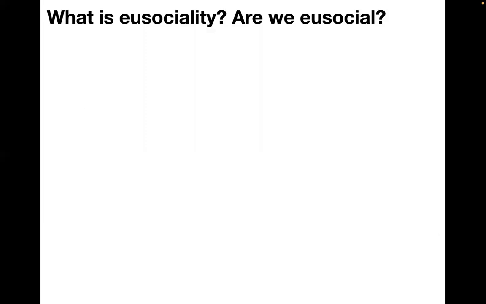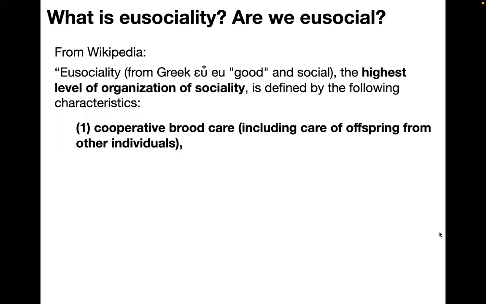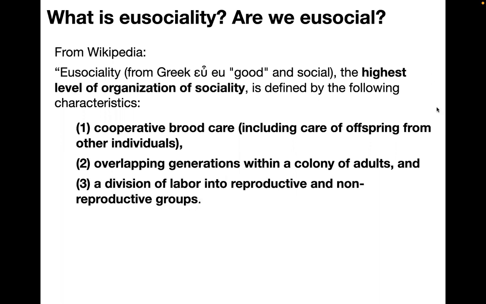Okay, so eusociality. This is from the Wikipedia definition. It's thought to be the highest level of organization. Highest is kind of a loose term, but maybe the most complex. It's defined by the following characteristics: individuals care for other individuals' offspring, so cooperative brood care, overlapping generations within a colony, and a division of labor into reproductive and non-reproductive groups.